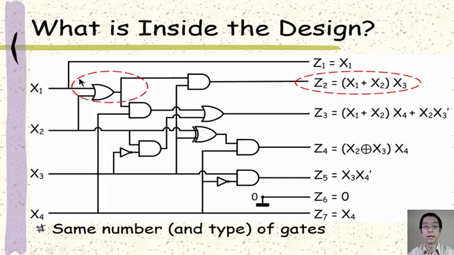The first one connects this way, and the second one connects this way. So they have the same number of gates, and they have the same number of different types of gates. And moreover, they have almost identical layouts. The only tiny difference is the change we have here. So let's see what the differences are between these 2 designs.